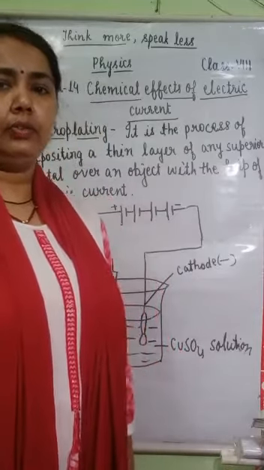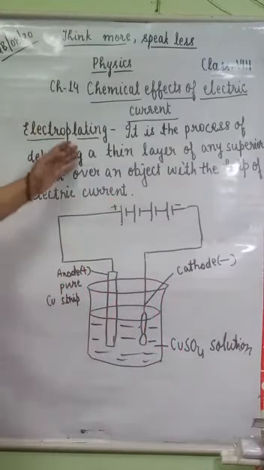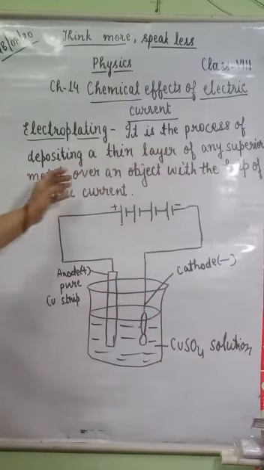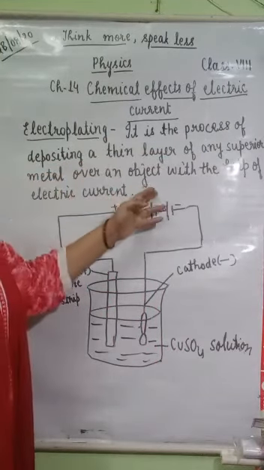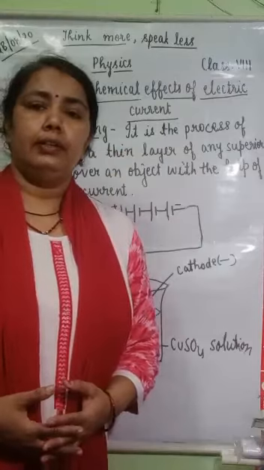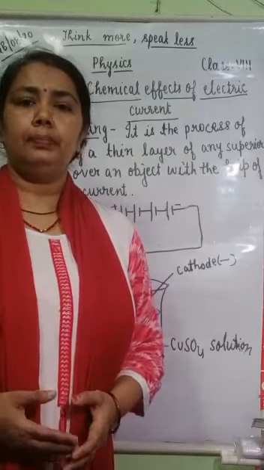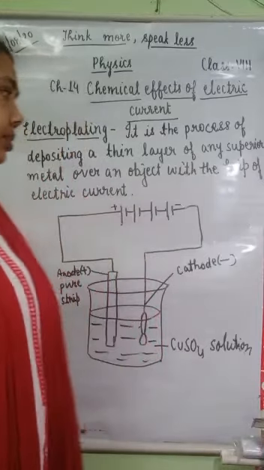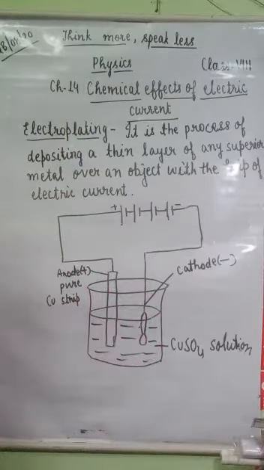So what is electroplating? Electroplating is the process of depositing a thin layer of a superior metal over an object with the help of electric current. And this process is done for decorating purposes and prevention from corrosion. So let's see electroplating by an activity.